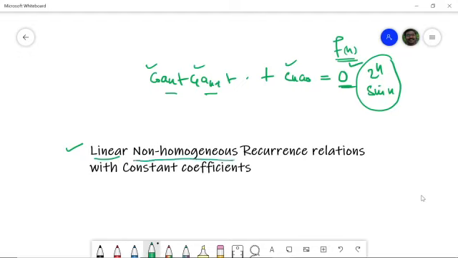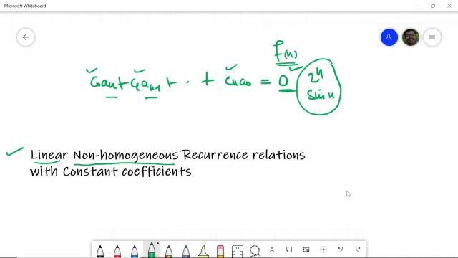If it is homogeneous, your right hand side, the term which is independent of all the terms of the sequence, would be 0, and if the right hand side is non-zero, it will be called a non-homogeneous recurrence relation. Let us recap. Basically we will be considering only second degree equations. This theory can be carried over to any degree also.